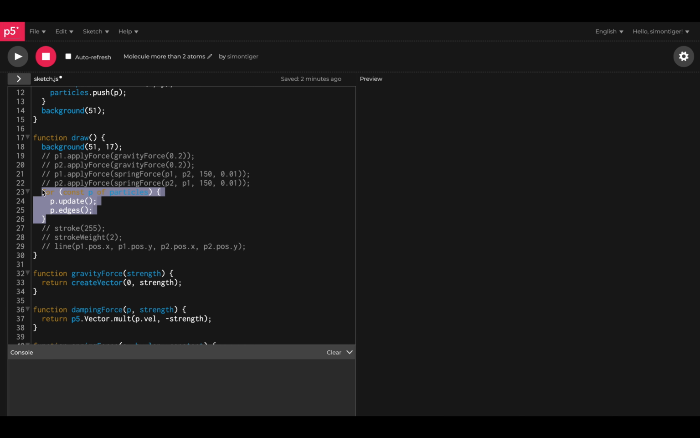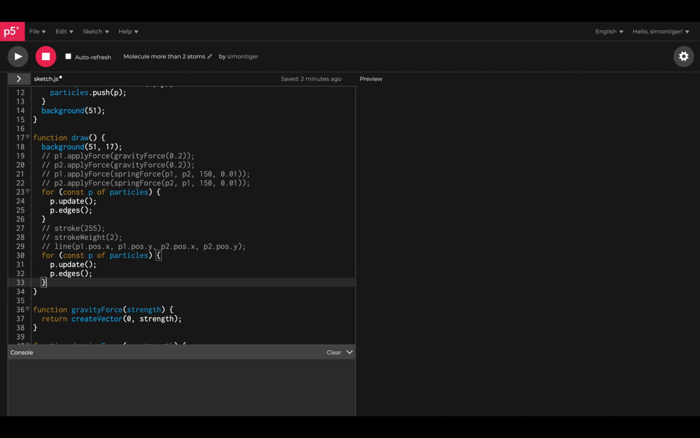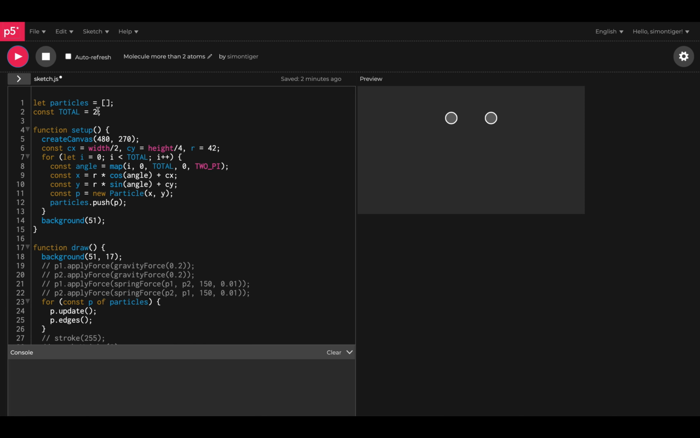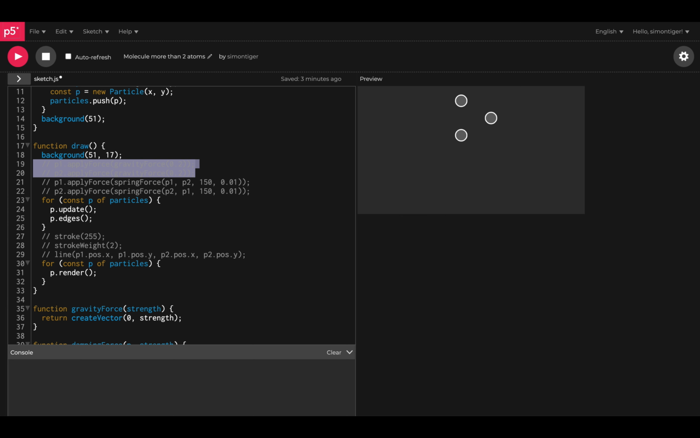And also for every particle, I want to render it. So now, I still have two. Okay. Oh, but that makes sense because I have two particles. Okay. So I have 3 particles now. So you can see here's that. So now I'm gonna just go through every particle and apply its force.